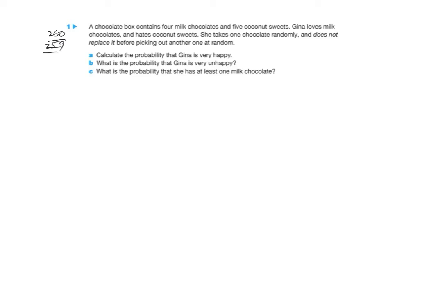What is the probability that she gets at least 1 milk chocolate? Okay, so I'm going to start with my tree diagram. How many different things can possibly happen? Well, there are milk chocolate, MC, milk, and the other one is coconut. So we've got milk chocolate and coconut.